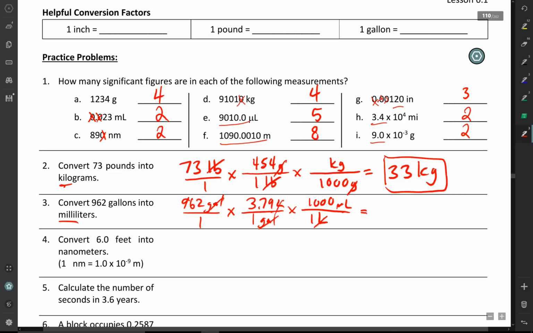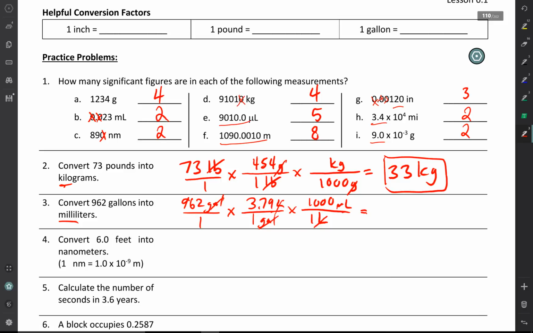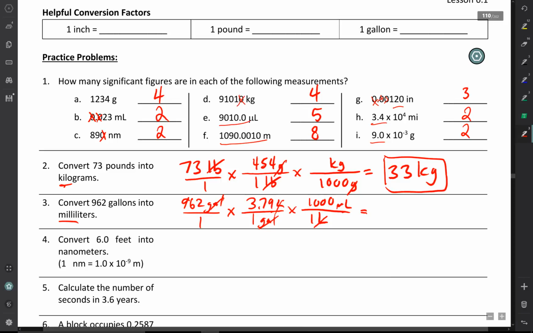Now liters has canceled out, and I'm ready again to perform a calculation. Make sure that when you're performing calculations, you're keeping significant figures in mind. 3 sig figs, 3 sig figs again, and then 4 sig figs. Actually, wait, no, that's not true. I've got an infinite number of significant figures here because that's a conversion definition. So when I do the math, I can have 3 sig figs, so I get let's call it 3.65 times 10 to the 6th milliliters.